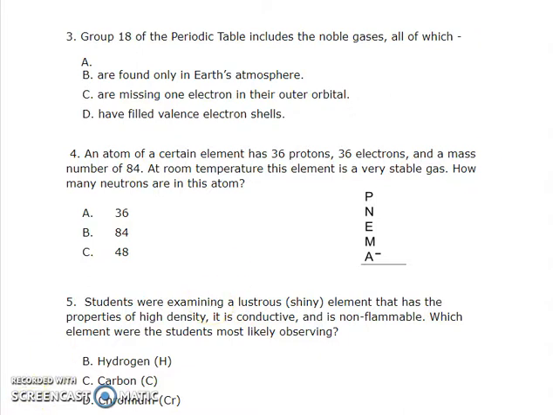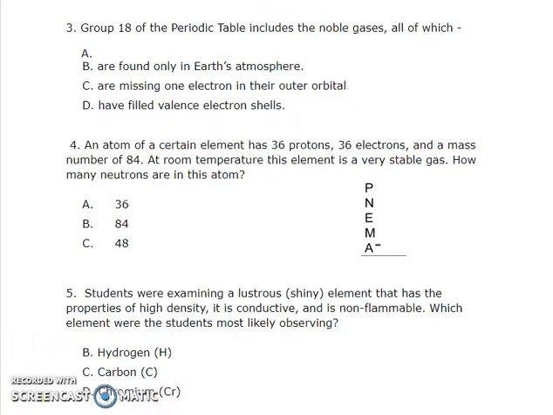Number 4. An atom of a certain element has 36 protons, 36 electrons, and a mass number of 84. At room temperature, this element is a very stable gas. How many neutrons are in this atom? A, 36, B, 84, C, 48.